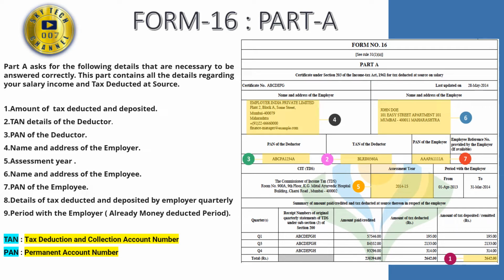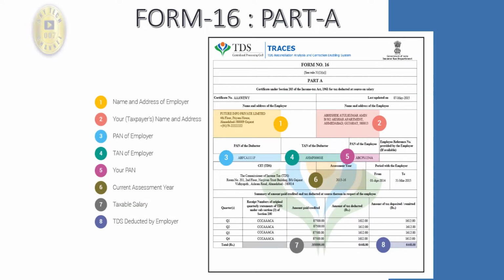7. PAN of the employee. 8. Details of tax deducted and deposited by the employer quarterly. 9. Period with the employer, and the period for which money was deducted. 10. Tax deduction and collection account number. PAN, permanent account number. Form 16 Part A, screenshot below.